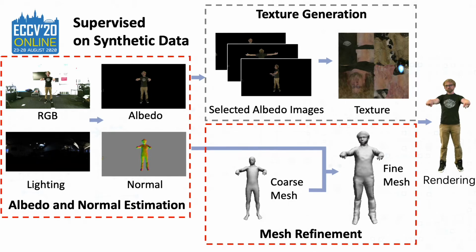The training has 2 stages. In the first stage, we train albedo and normal estimation and mesh refinement on synthetic images with ground truth supervision. In the second stage, we adapt texture generation and mesh refinement modules to a short clip of the real video, using self-supervision. Finally, we infer on the whole video at interactive frame rate.